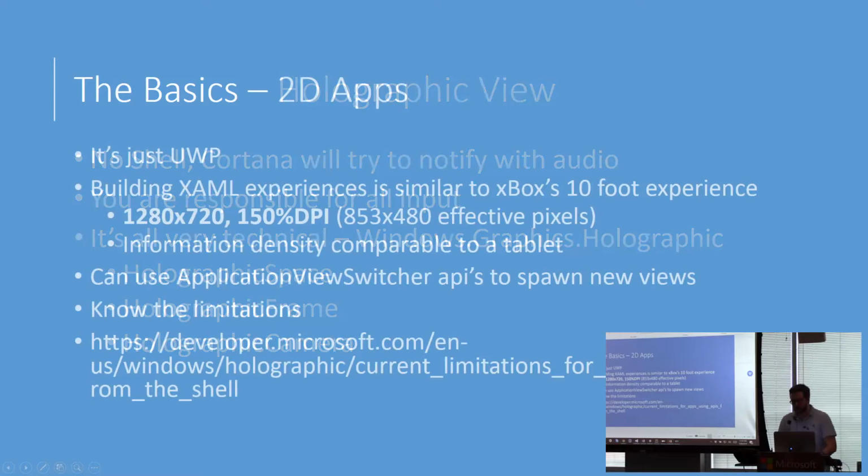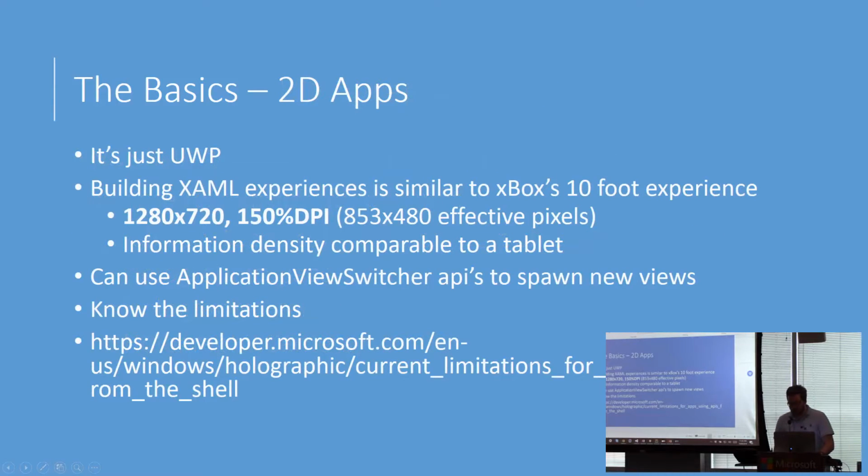Okay, so two-dimensional applications are just regular UWP applications, so no actual modifications are necessary in order to make them run. And I'm going to show you that here in a few minutes. But the development is very similar to developing for an Xbox. So you have what people like to refer to as the 10-foot experience, right? You've got this resolution here, 1280 by 720 with 853 effective pixels, essentially. So you have the information density of a tablet, and I'll show that off once I get the device running and we go into the demo app.